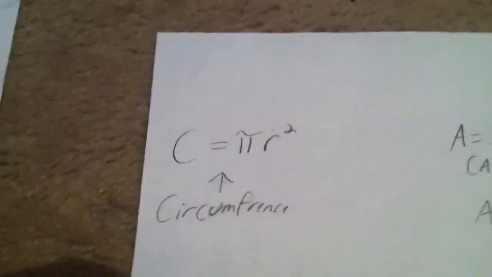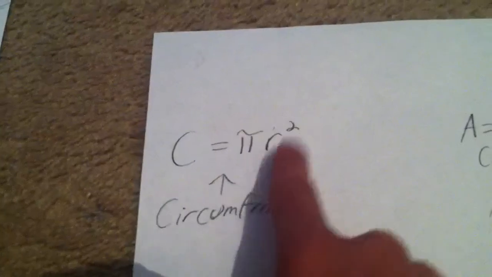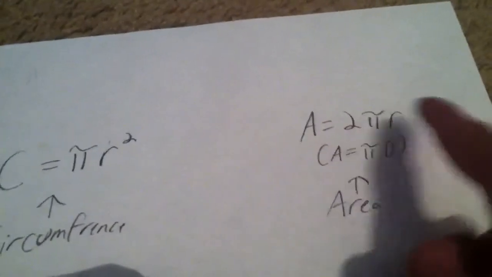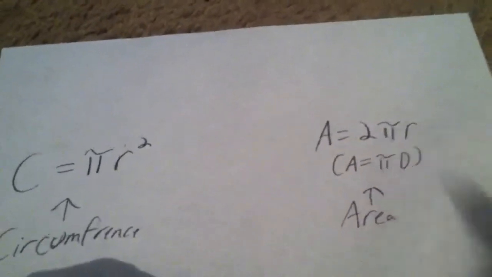The last thing I'd like to show you are the two main equations you'll need to know for circles: the equation for circumference and the equation for area. The one for circumference is c equals pi r squared, and the one for area is area equals 2 pi r, or area equals pi times diameter.